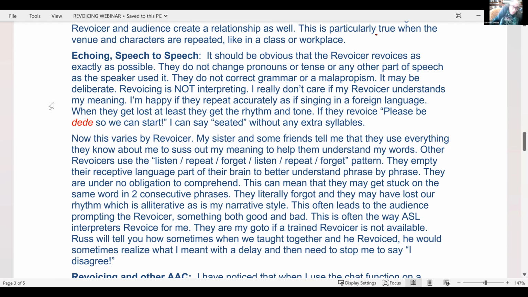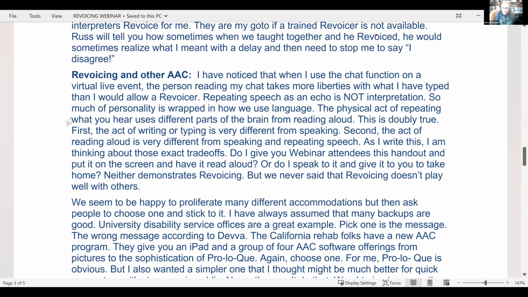Revoicing and other AAC. I've noticed that when I use the chat function on a virtual live event, the person reading my chat takes more liberties with what I have typed than I would allow a revoicer. Repeating speech as an echo is not interpretation. So much of personality is wrapped in how we use language. The physical act of repeating what you hear uses different parts of the brain from reading aloud.